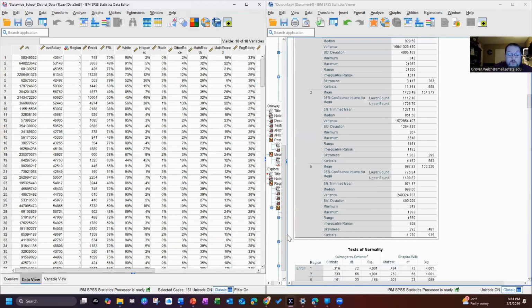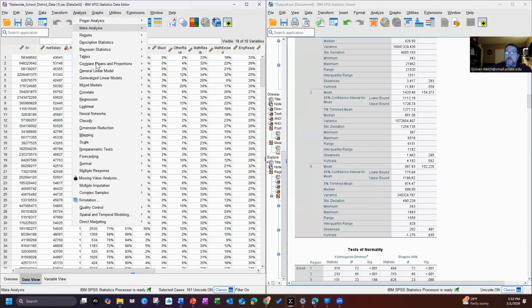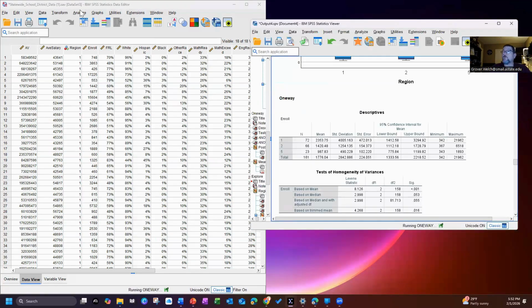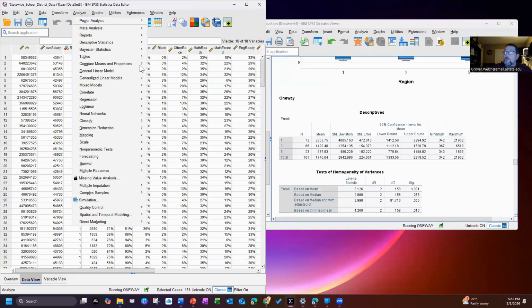My assumption testing was the next thing I needed to do. To check the assumption of homogeneity of variance, I used Levene's test, which tests whether the groups have equal variances. In order to do that, I went to analyze, compare means, and then one-way ANOVA.